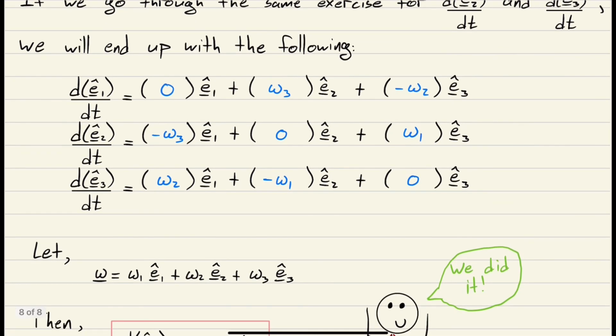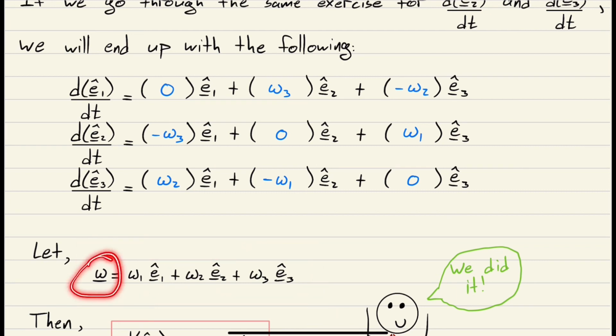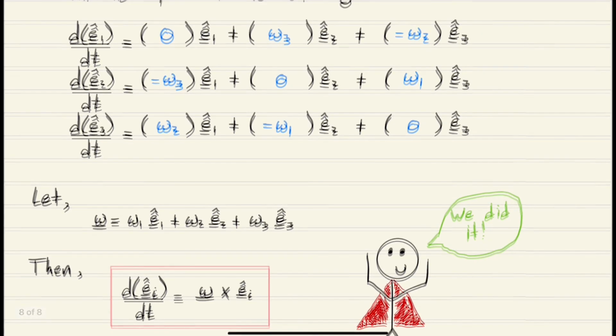Now, let omega be our angular velocity. Just let it be a general omega 1 in the E1 direction, omega 2 in the E2 direction, omega 3 in the E3 direction. We don't know what it is, we're just keeping it general. Then we can see that the rate of change of any of the unit basis vectors is equal to the angular velocity crossed with Ei. Huh. Is it really? Well, yeah. So let's try it out.